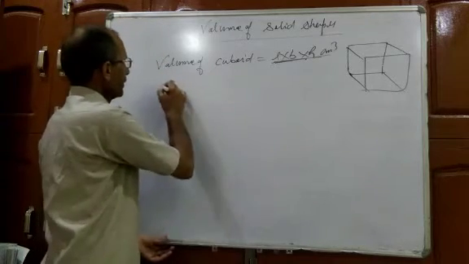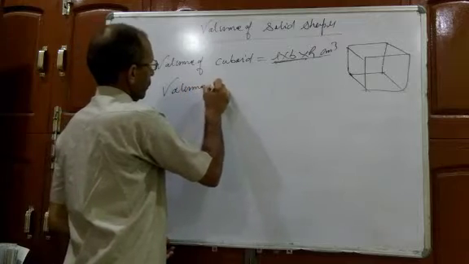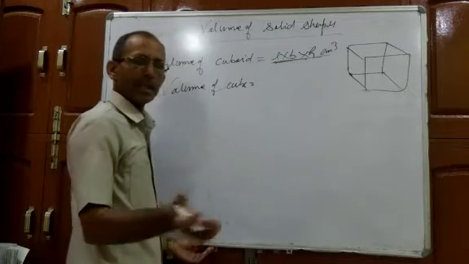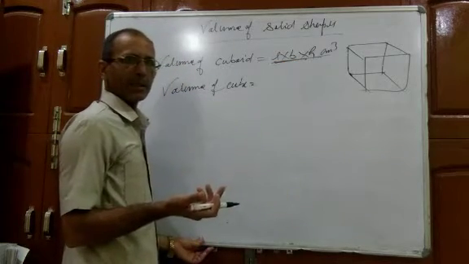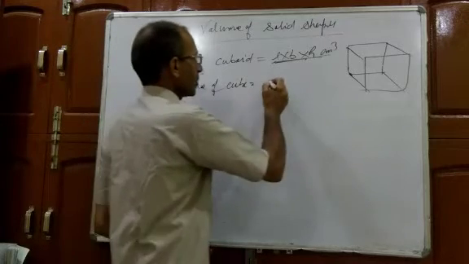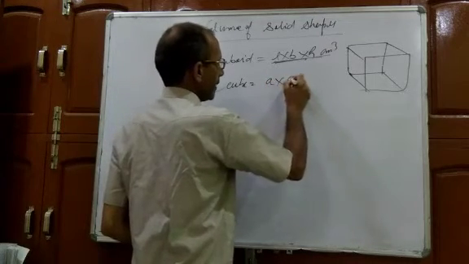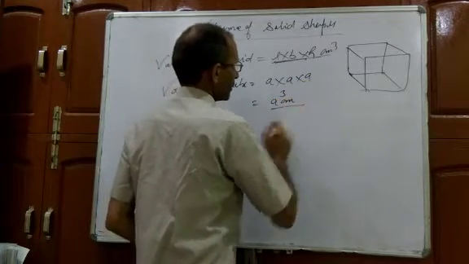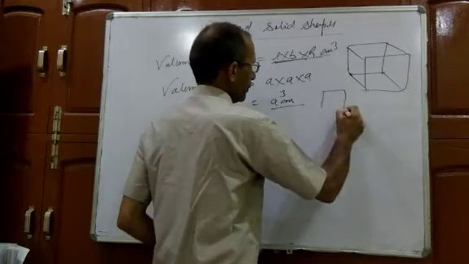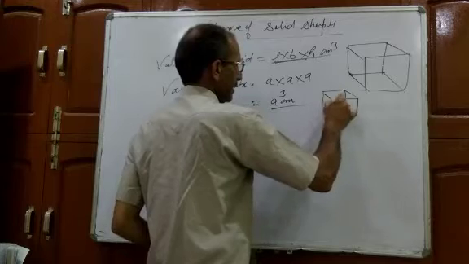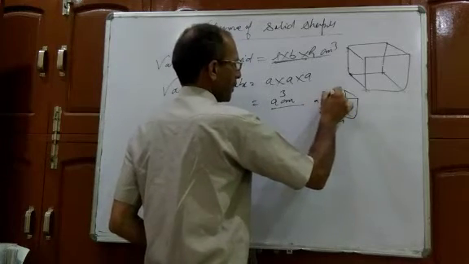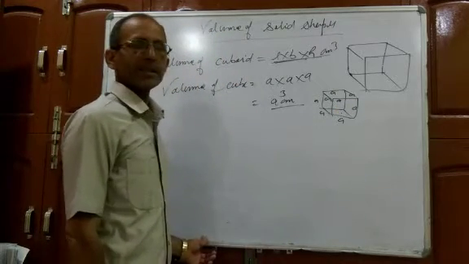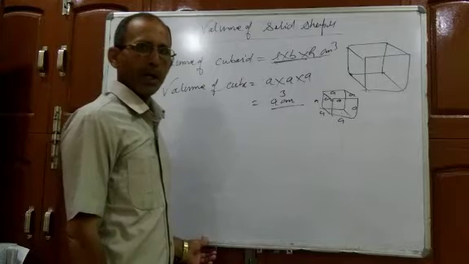Now, volume of a cube. In a cube, length, breadth and height are the same. If we multiply all, we will get the volume. All the dimensions are the same, so length A, breadth A, height A. Suppose this is a cube. It means length, breadth and height are all equal, so we denote them by A. So A cube centimeter is the formula for finding the volume of a cube.